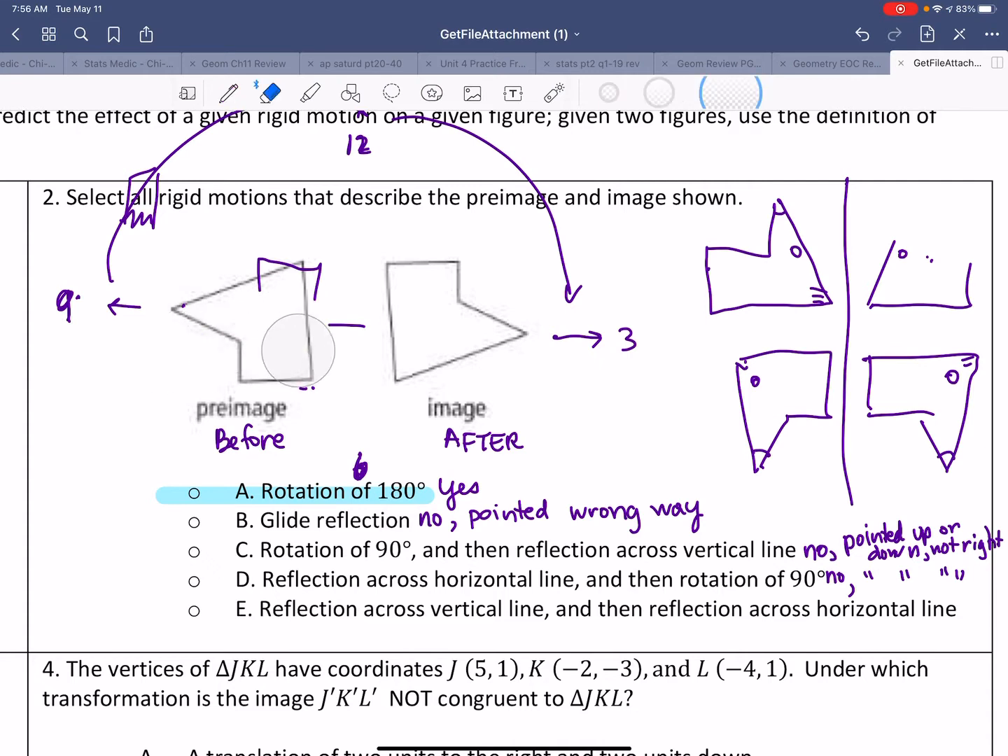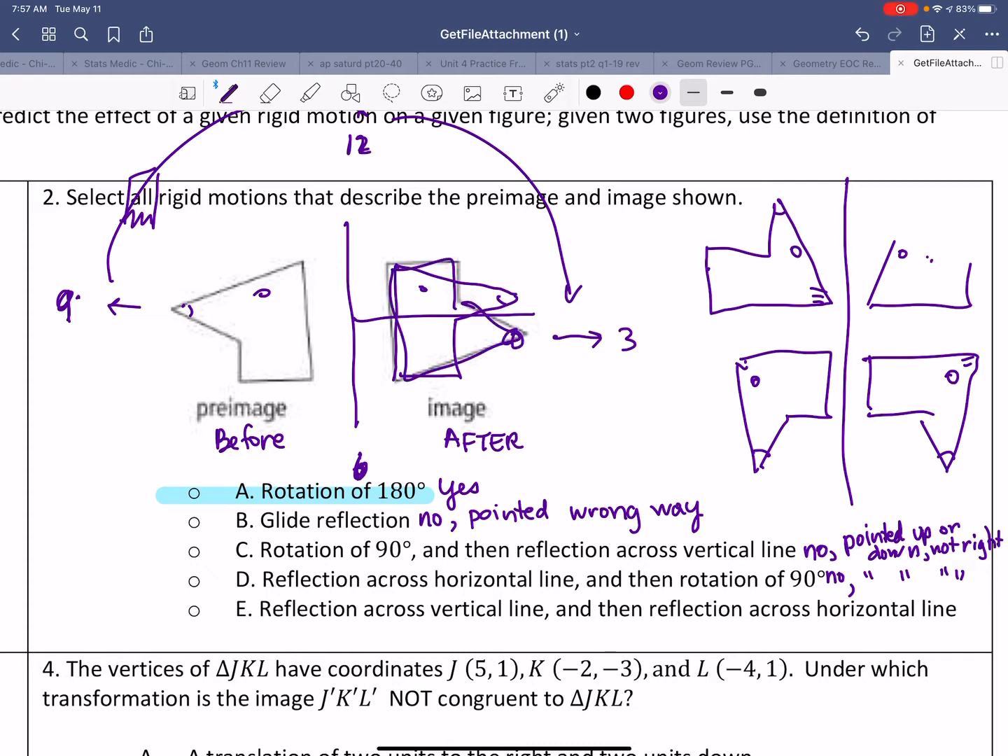E, it says reflect across a vertical line. All right. That's nice. So with a vertical line, it would now be pointed this direction, right? I like it pointed right, then reflected across a horizontal line. Ooh, I like this. So let me get it all the way over here. If I reflected it across a vertical line, here it would be, and then flip it over, it would land on top of there. It's definitely pointed right, so we're going to say yes. So there's our answer, A and E.